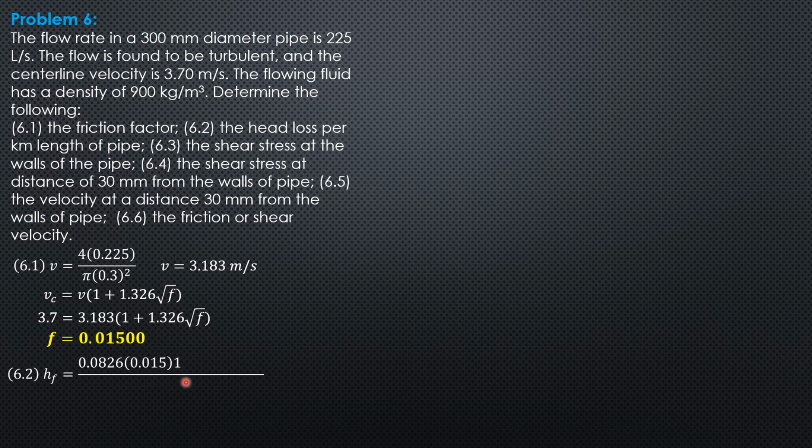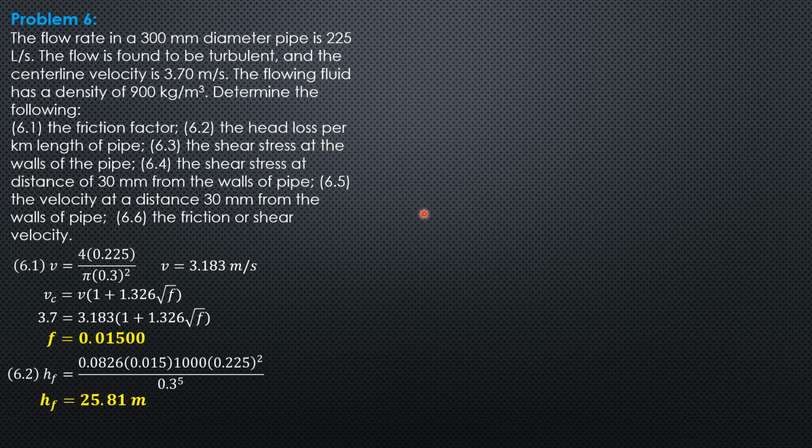Then the head loss per kilometer length of pipe. Because the pipe is circular, head loss is 0.0826, friction factor 0.015, length 1000, discharge 0.225 squared over diameter 0.3 to the fifth. So the head loss in a distance of 1 kilometer or 1000 meters is 25.81 meters.